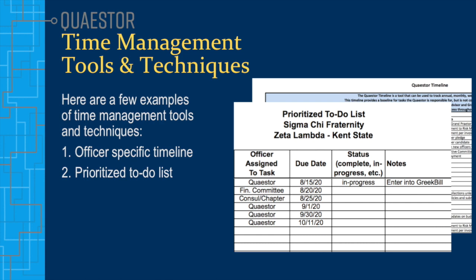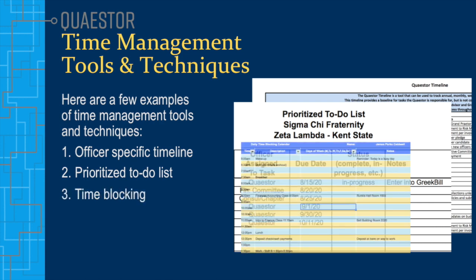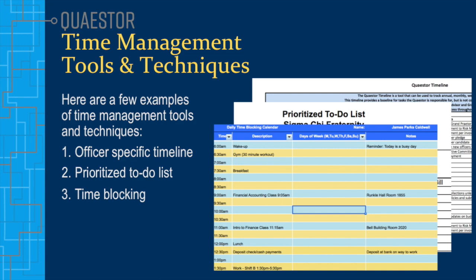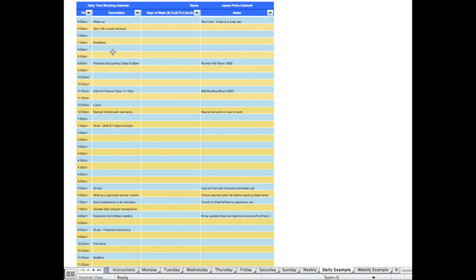The final time management technique we will discuss is time blocking. The time blocking template can also be found in your Quaestor SharePoint file. Time blocking can be done using a daily or weekly format. If your days are significantly different, you can schedule time blocks that are relevant for each day.